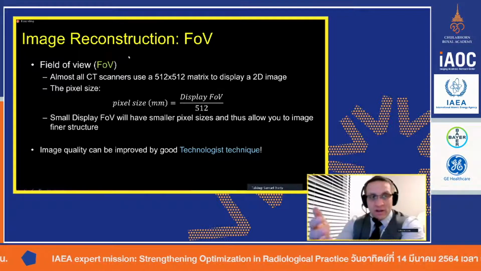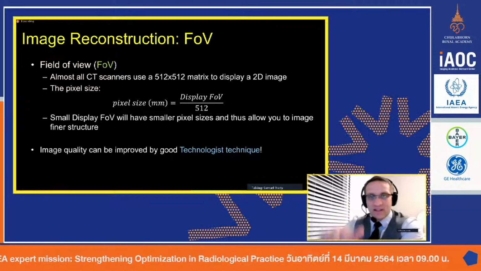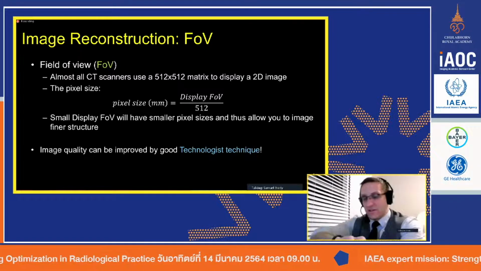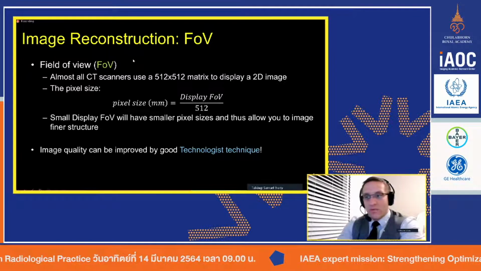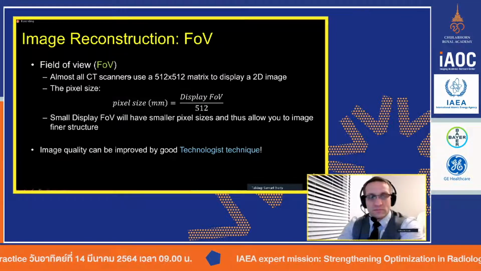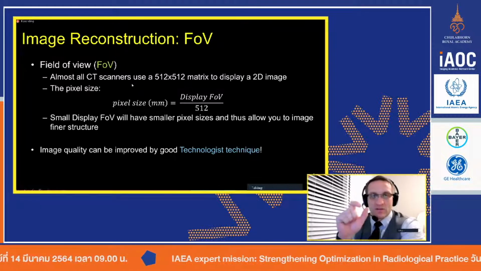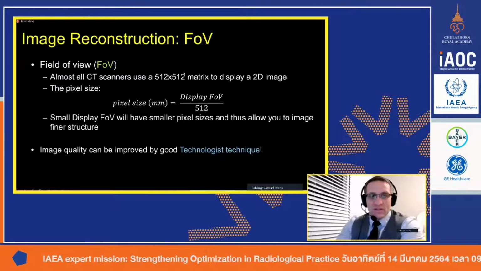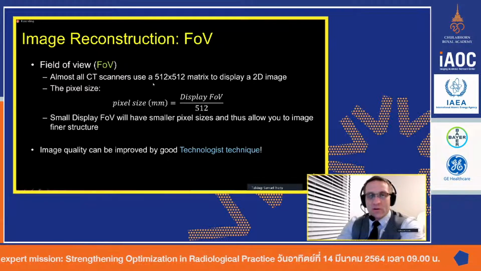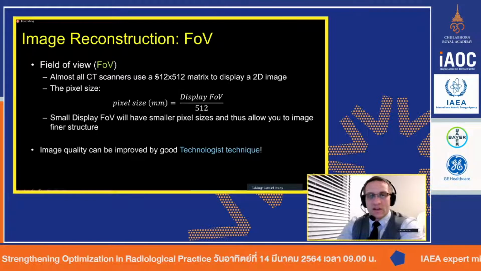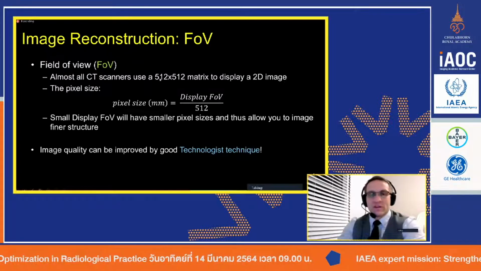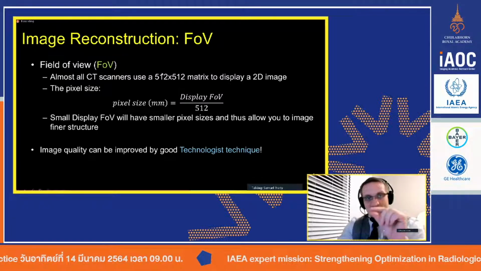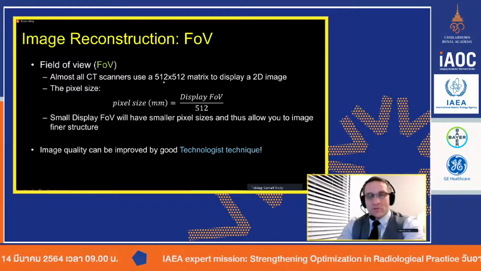All right, moving on. Going down that list that I had. So slice thickness was one. Field of view is another parameter you can change that does not affect patient dose. Almost all modern CT scanners acquire their data in a 512 by 512 matrix. There is one vendor that I can think of off the top of my head that allows the user to actually change that, but for the most part, they're all 512 by 512.